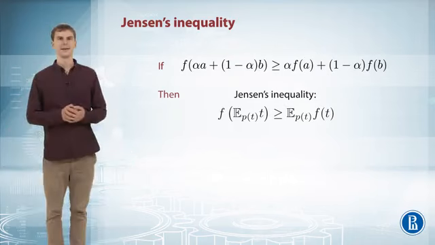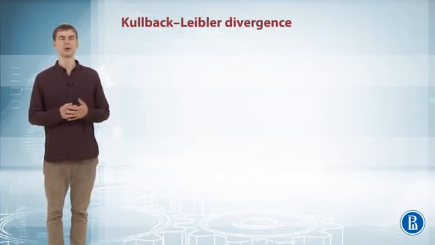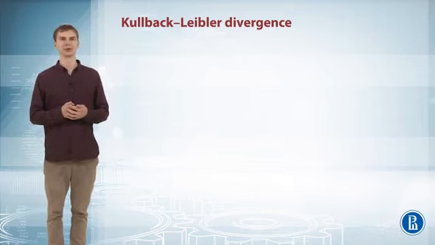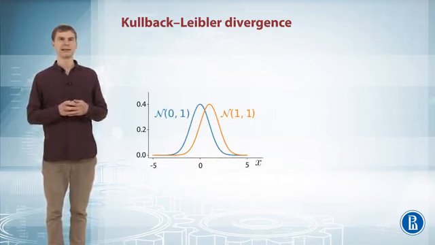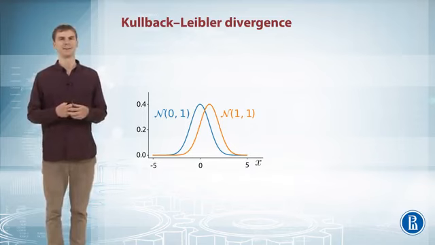And the final mathematical concept we will need is something called Kullback-Leibler divergence, which is a way to measure difference between 2 probabilistic distributions. So say you have 2 Gaussians. One of them is located at 0 and the other one is located at 1. And both have variance 1. Okay? So how to measure how different these 2 Gaussians are?